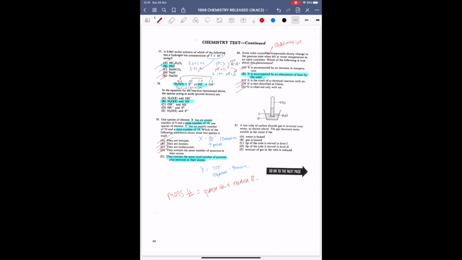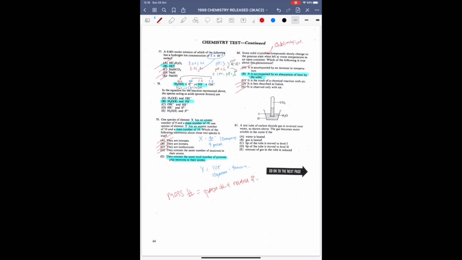B, so why is it accompanied by an absorption of heat by the solid? And that is because things sublimate because they have weak intermolecular forces, like iodine. It only has London dispersion forces, so the molecules can freely break away, which makes it a gas, because solid particles are held together tightly, while gaseous particles are rather set free.